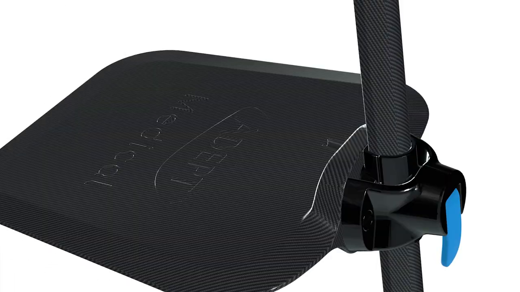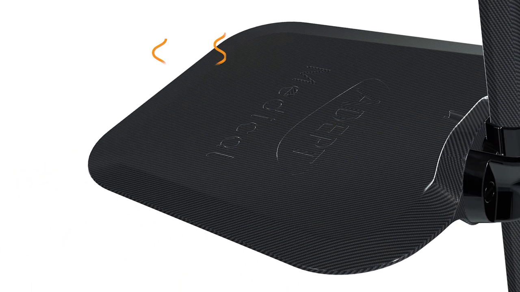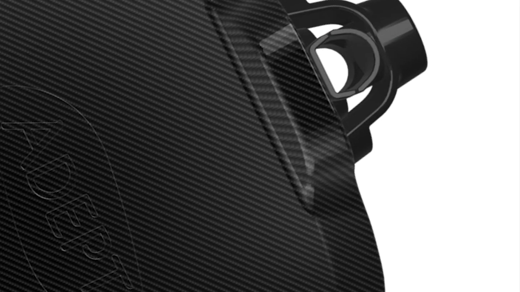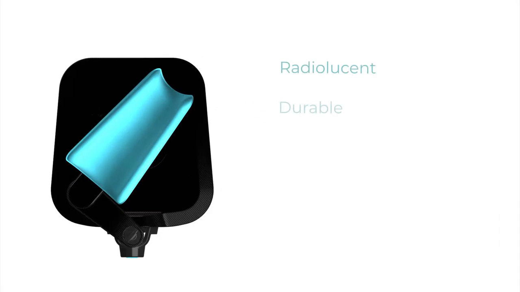With compatibility with image-guided systems in mind, such as electromagnetic navigation and X-ray, it is made from non-metallic components. Manufactured in New Zealand, the Clinician Arm Support is made from carbon fiber composite. It is radiolucent, durable, lightweight, and easy to clean.